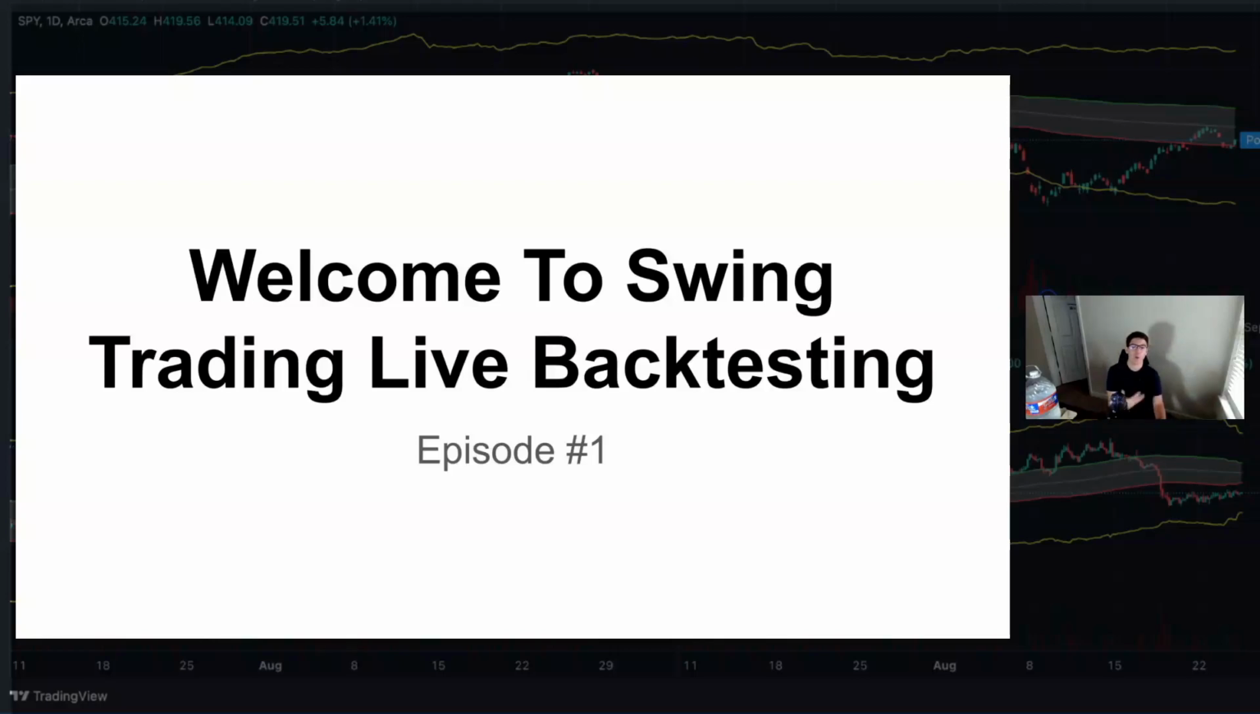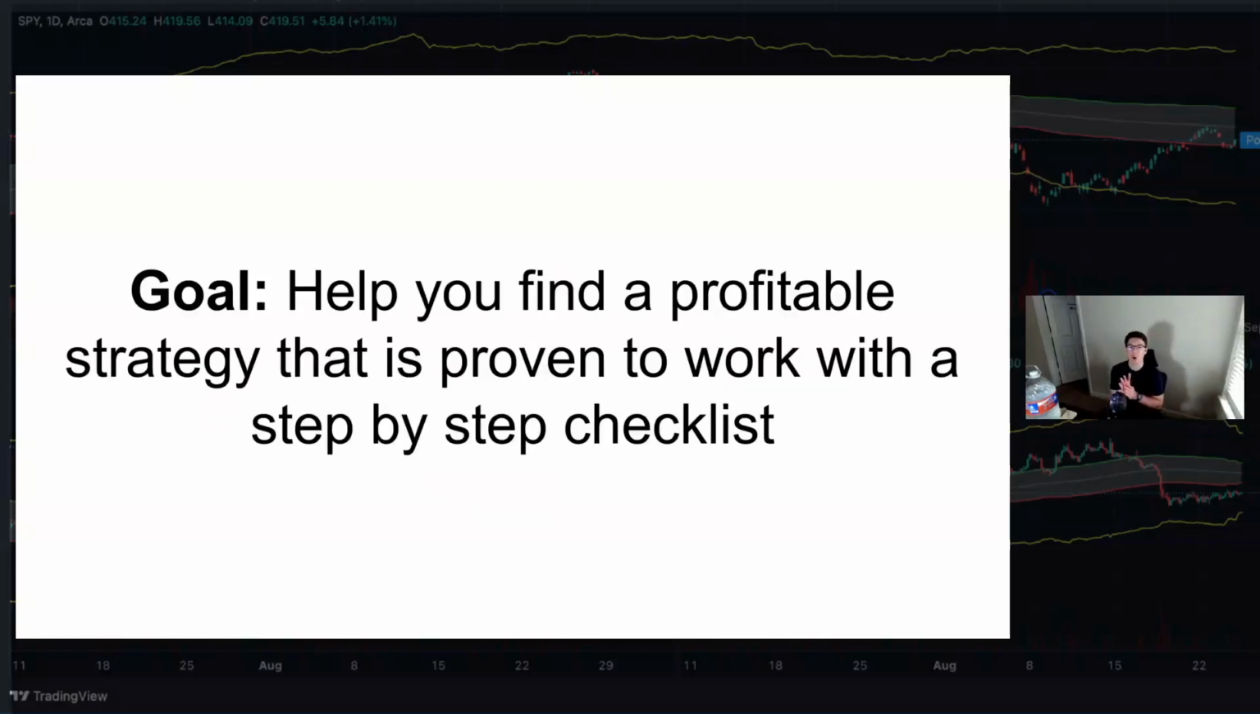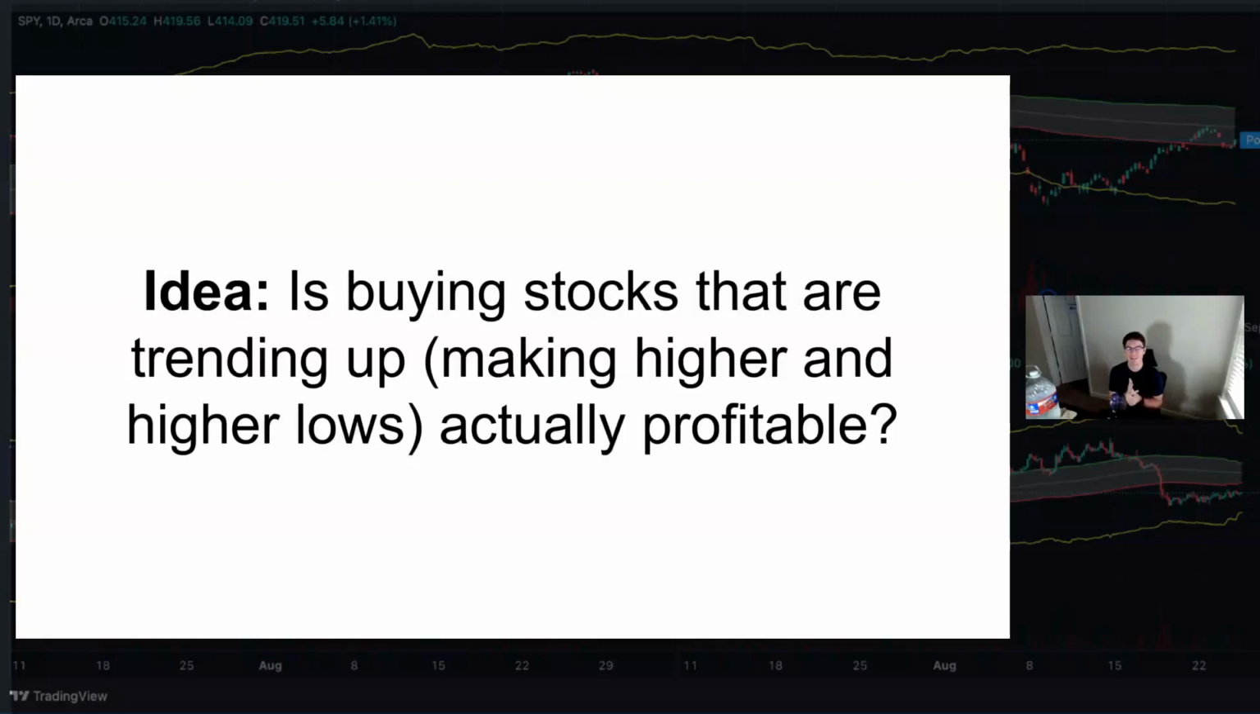So let's go over what backtesting is. The goal of backtesting is to help us find a profitable strategy that is proven to work, with a step-by-step checklist. The big picture idea for today's backtest is: is buying stocks that are trending up, aka making higher highs and higher lows, actually profitable? Can we actually make money by buying trending stocks? That's the idea. Now, how are we going to test it?